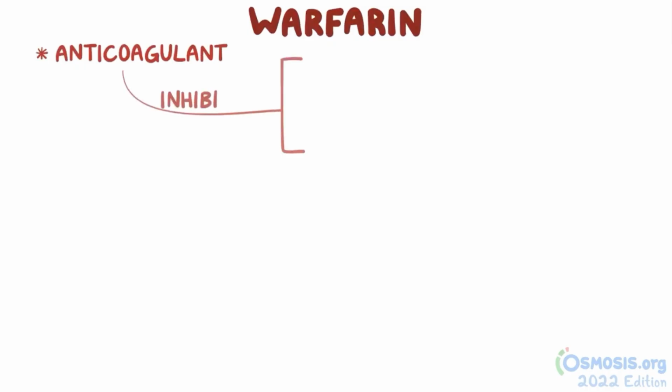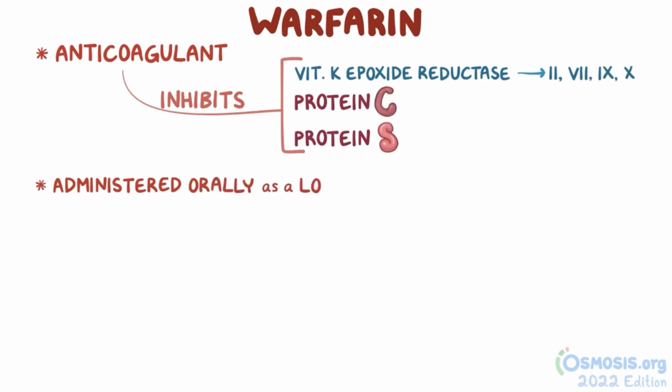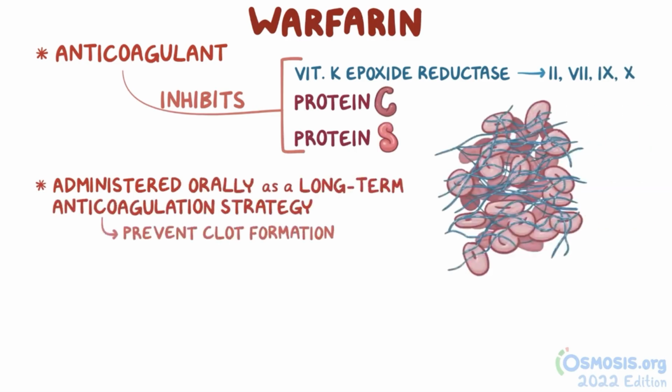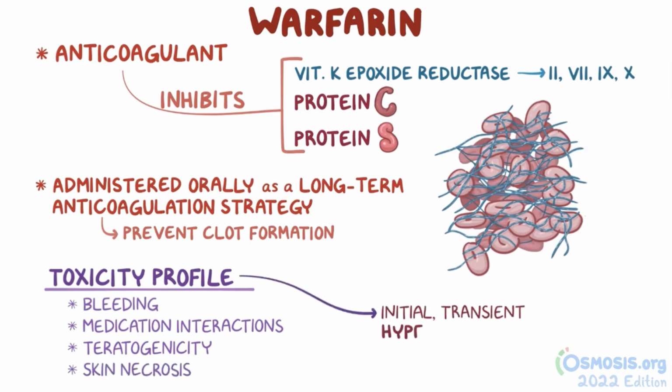Alright, as a quick recap. Warfarin is an anticoagulant that works by inhibiting vitamin K epoxide reductase for factors 2, 7, 9, 10, protein C, and protein S. It is administered orally as a long-term anticoagulation strategy to prevent clot formation. Its toxicity profile includes bleeding, medication interactions, teratogenicity, and skin necrosis due to the initial transient hypercoagulation.